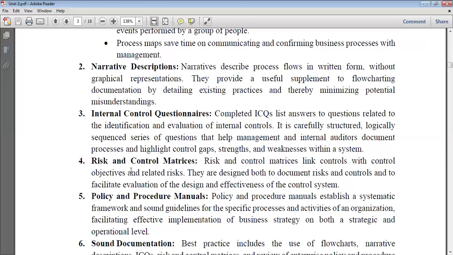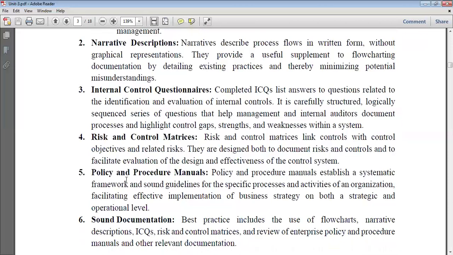And the fourth one, risk and control matrices. Risk and control matrices link controls with control objectives related to risk. They are designed both to document risk and control and to facilitate evaluation of the design and effectiveness of the control system. This is another major thing we already discussed in the controlling system or internal part; in designing our risk documentation, we also follow the risk and control matrices. So that is another one of the documents.